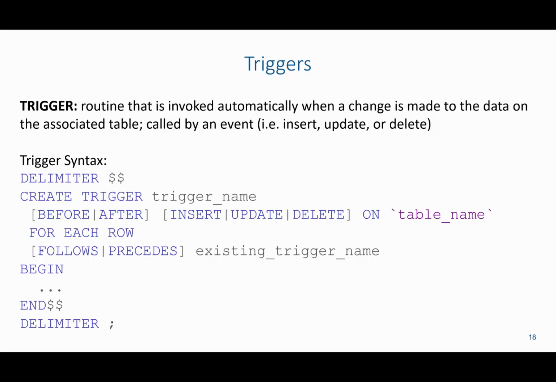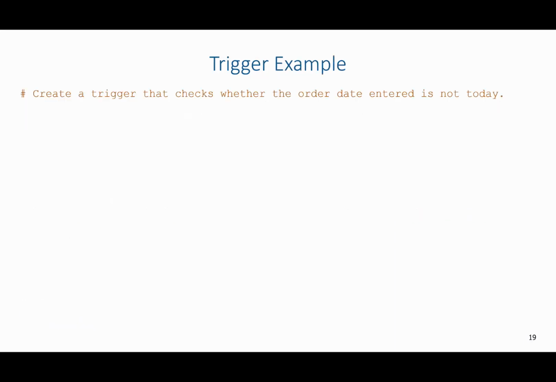If there are multiple triggers that would execute based on something that happens against the database, we could then use follows or precedes an existing trigger name. This would allow me to run it after or before another trigger. So let's look at a trigger example.